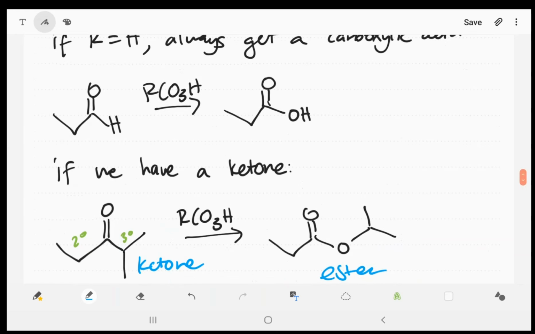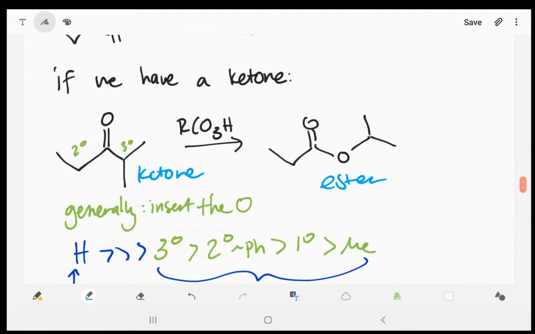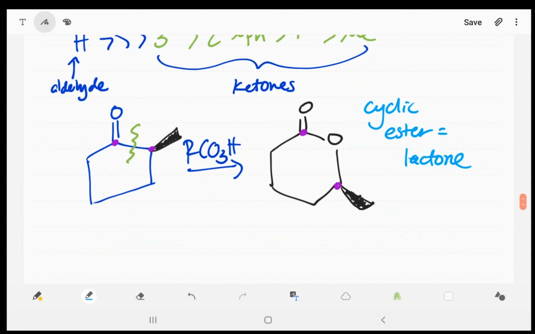So, aldehyde to carboxylic acid, ketone to ester, cyclic ketone to cyclic ester, or a lactone as it's called. All right. There we have it. So that is the end of chapter 18. Numbers are arbitrary, right? So this is everything that will be on your exam next week. So up to this point.